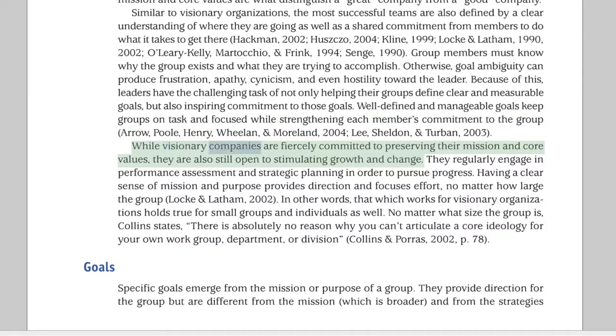While visionary companies are fiercely committed to preserving their mission and core values, they are also still open to stimulating growth and change. They regularly engage in performance assessment and strategic planning in order to pursue progress. Having a clear sense of mission and purpose provides direction and focuses effort, no matter how large the group (Locke and Latham, 2002). In other words, that which works for visionary organizations holds true for small groups and individuals as well.